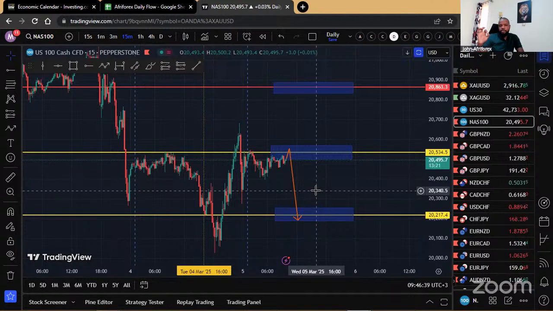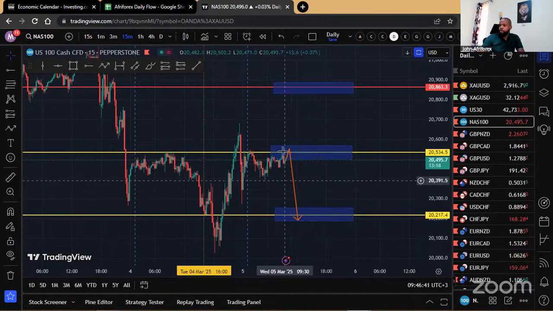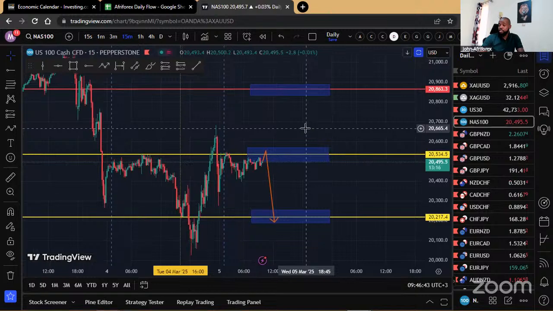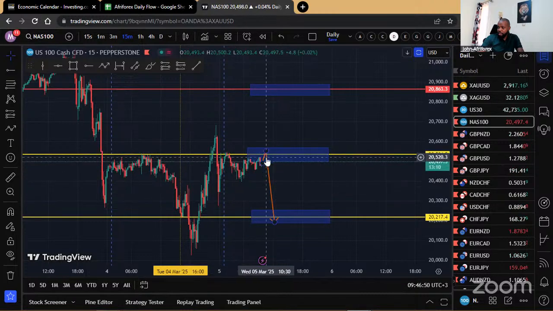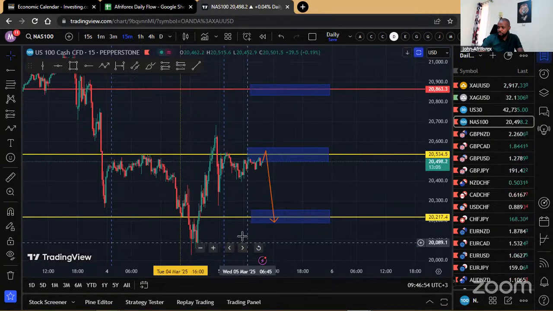But the indices and the commodities have a large tendency of moving during the US session, especially during the New York Stock Exchange open. That's when the market really becomes active. So we'll be waiting to see if the London big boys will start to push the market down. If not, we will have to wait and see what the US big boys do end up doing.